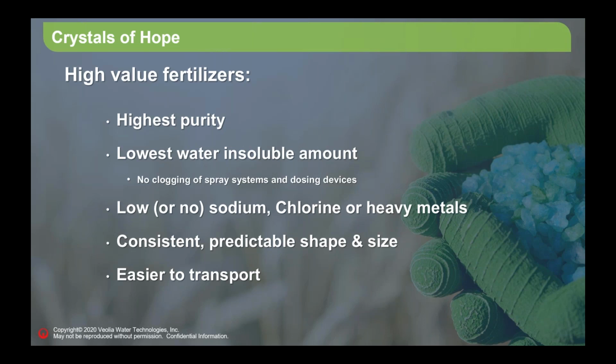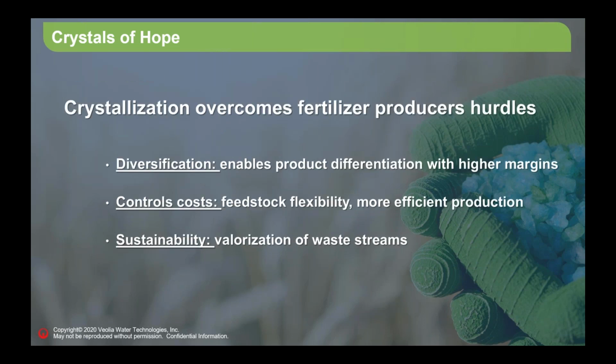They have the lowest water insoluble amount. The water insoluble can have a big impact if present, by clogging spraying systems and dosing devices that are used, for example, in fertigation or foliar feeding. They have very low amounts of impurities, including sodium, chlorine, or heavy metals. Also, they can be produced in a consistent and predictable size and shape, and they are easier to transport.